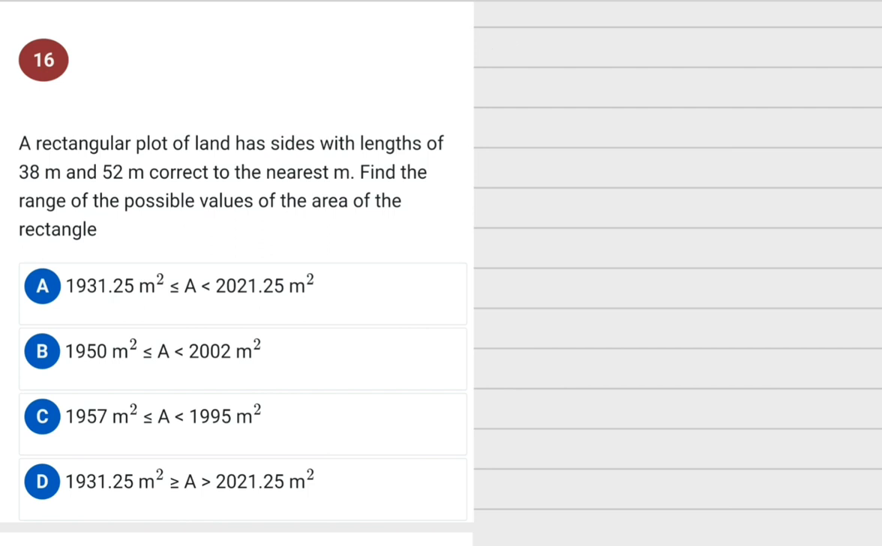Now, in this question 16, we are told that a rectangular plot of land has sides of length 38 meters and 52 meters. So clearly this is a rectangle. We have the length equal to 52 meters, and the breadth equal to 38 meters. But it is said that it is corrected to the nearest meter. Then it asks us to find the range of possible values of the area of the rectangle.